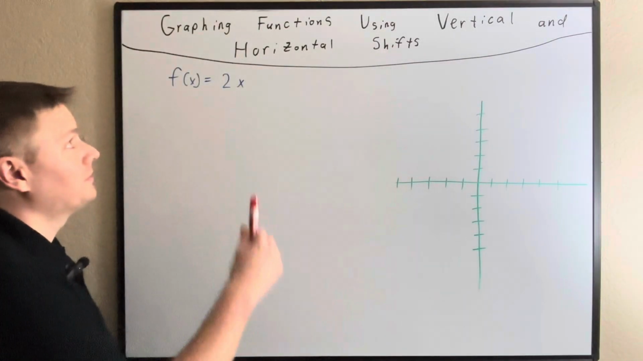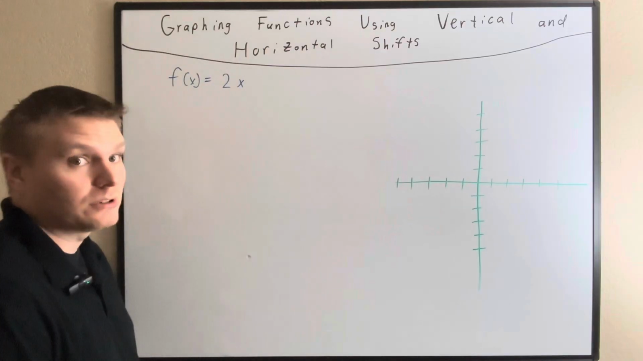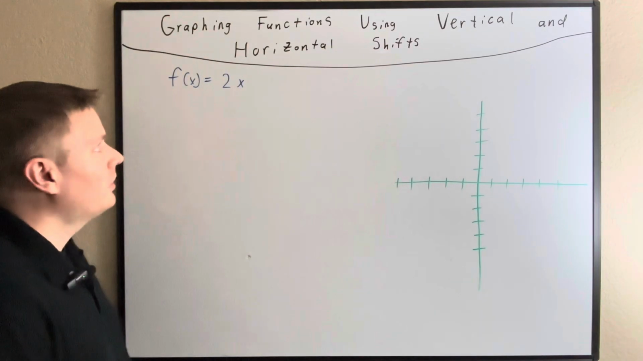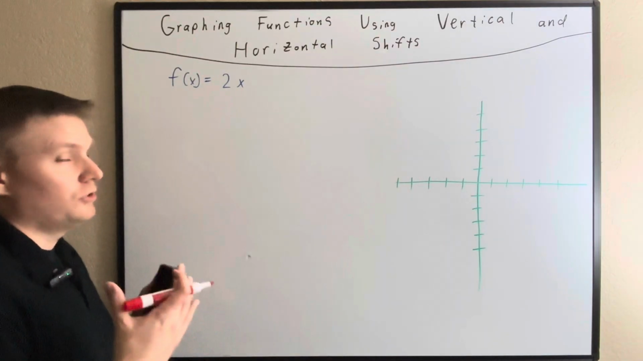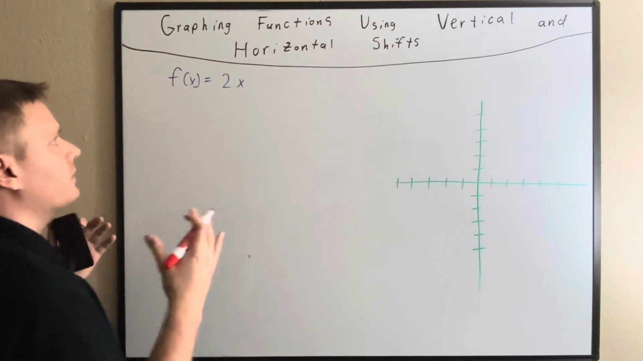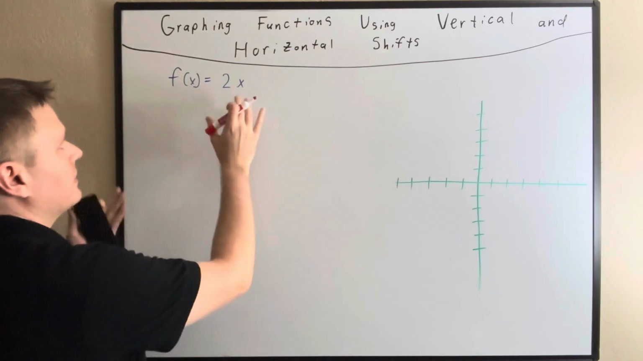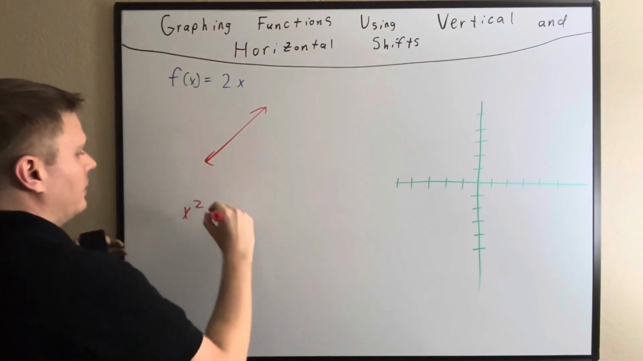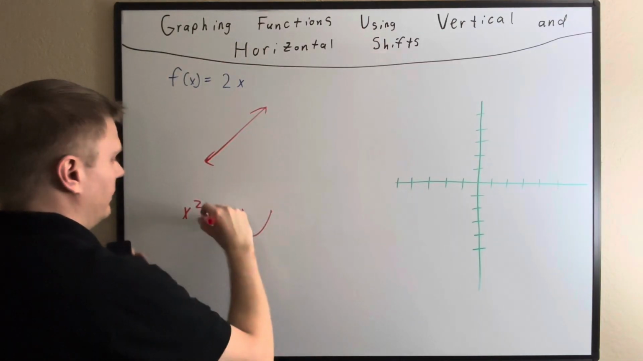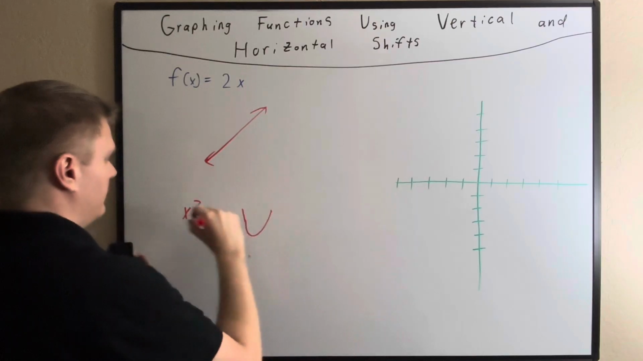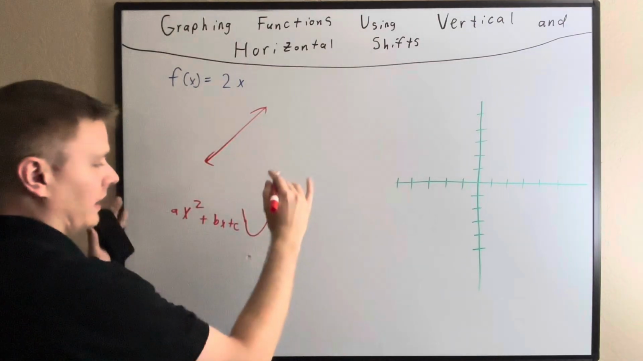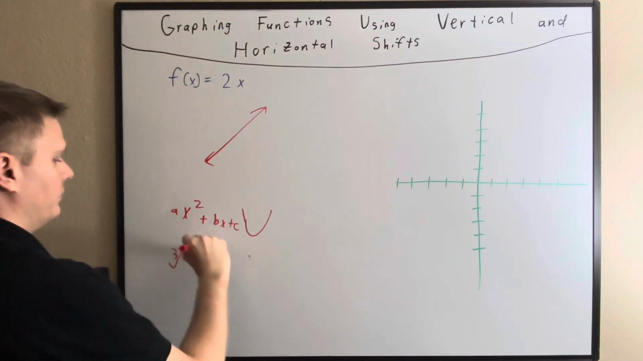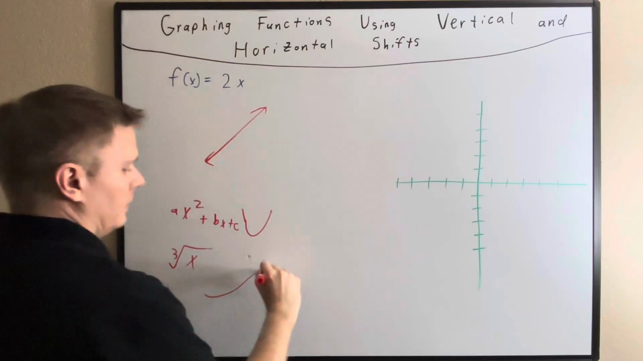Hi, in this video I'm going to go over graphing functions using vertical and horizontal shifts. Now, we all know, or you should know, what graphs look like. This is a linear graph. It's going to be a line, right? You get x squared, you know you're going to have a parabola. x squared plus bx plus c, a in the front of it, you're going to get a parabola. And a cube root function is going to look like this.